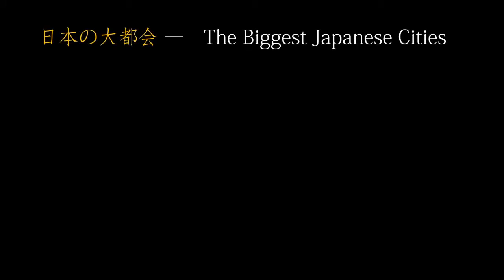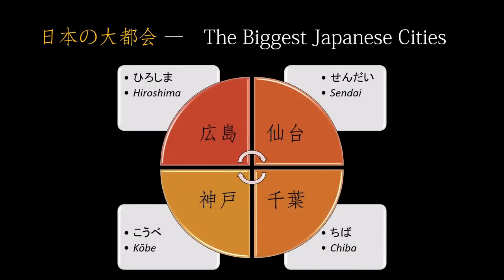And now let's see the second list of the biggest Japanese cities. As you can see from this illustration, in the second list we have Hiroshima, Sendai, Kobe, and Chiba. Once again, in the inner part of this illustration there are kanji for you to study, and in the outer white boxes you can see their readings and their transcription. So once again, the cities we will be focusing on are Hiroshima, Sendai, Kobe, and Chiba.